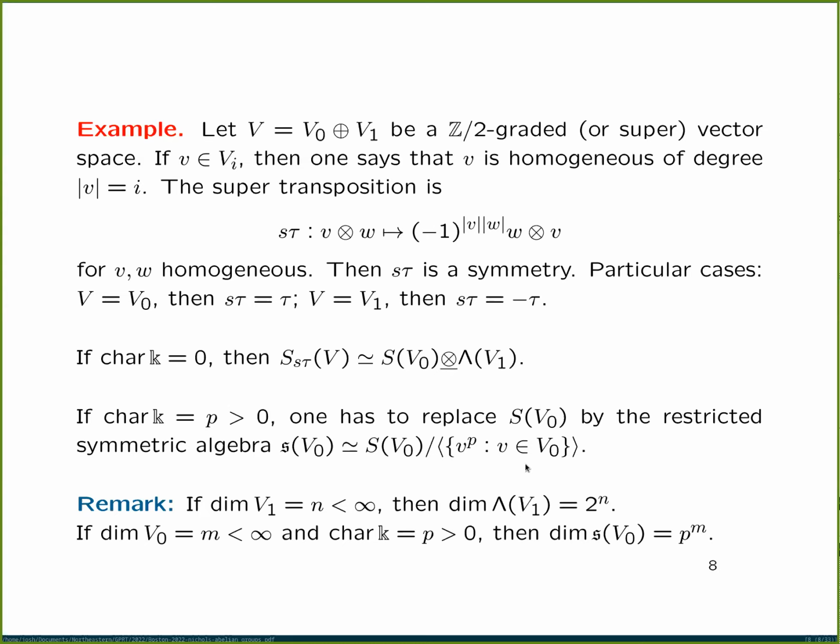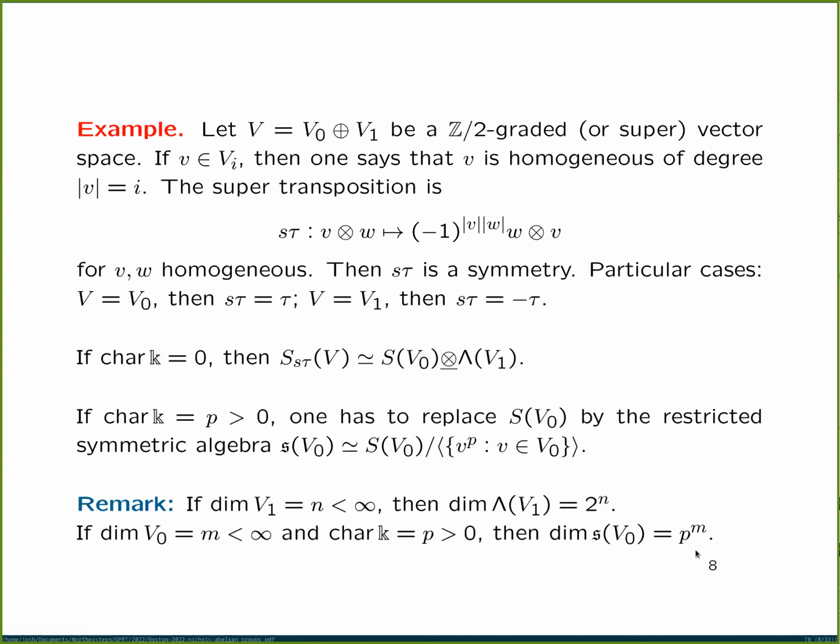Then, if the dimension of V1 is n, I observe that this has dimension 2 to the n, and in characteristic P, S of V0 has dimension P to the n. This means that the symmetric algebra is not always finite dimensional, it could be infinite dimensional. It could be many things.